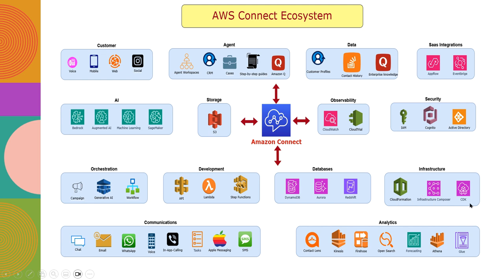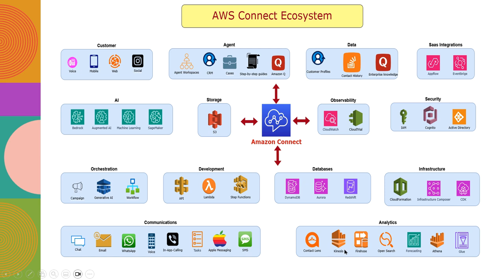And of course, there's infrastructure. We're automating. We could build infrastructure with CDK. There's Infrastructure Composer, which generates CloudFormation. There's Terraform, etc. Amazon Connect uses communication mechanisms, and it could use WhatsApp. It could use email. It could use texting and Apple messaging, etc. So there's some level of communication there, and analytics is really powerful.